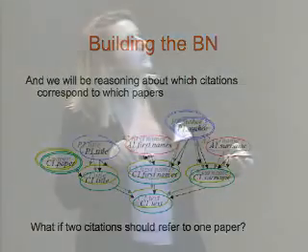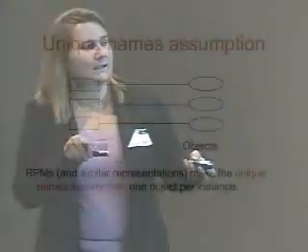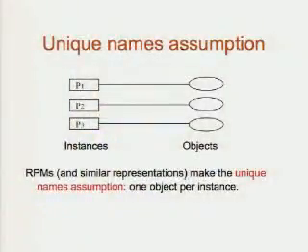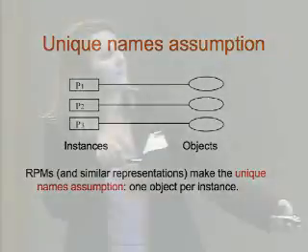And then, of course, we want to be thinking about which citations correspond to each paper. So it's not just that each citation has its own special paper. We want to think about whether these two citations might co-refer or something. But this is still not quite right. And the reason it's not quite right is because these representations are constructed on this logical idea of possible worlds. And in general, they make this unique names assumption, which means that each instance that you introduce corresponds to one object in the world.